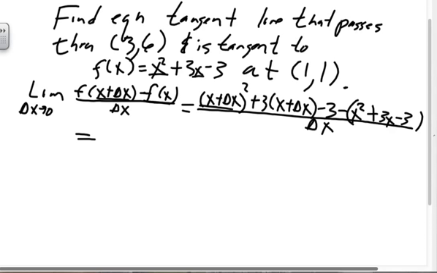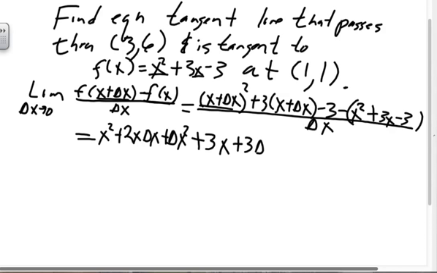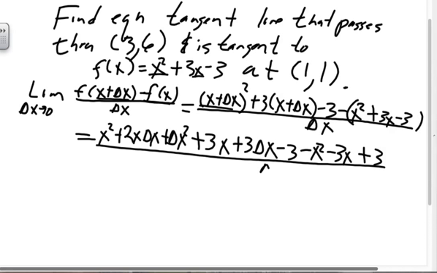So now I'm going to expand this term. x squared plus 2x delta x plus delta x squared plus, I'm going to distribute this in, 3x plus 3 delta x minus 3. Then I'm going to distribute in minus x squared minus 3x plus 3. And all of this is over delta x. Now if you did this right, all the terms without a delta x should cancel out.